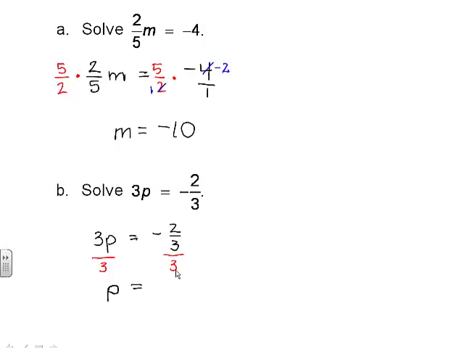divided by 3 is the same as -2/3 multiplied by the reciprocal of 3, which is 1/3. So to further simplify, we have -2 times 1 in the numerator, which is -2, and 3 times 3 in the denominator, which is 9. So we solved 3 times p is equal to -2/3 for p, and we have the solution. P is equal to -2/9.